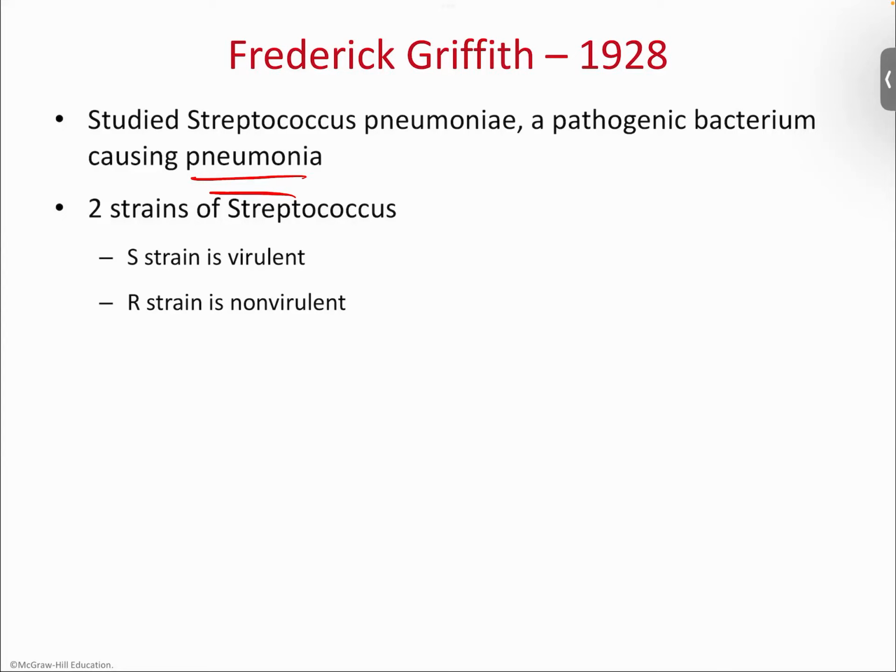So here's what he had. He had two different strains of Streptococcus that he was looking at. One strain was called the S strain. This was the virulent strain, right? So that basically means it causes disease. That's what virulence means. And of course, if you get disease, pneumonia, you die. That's the reason why I have the little frowny face. Now, the R strain, he noticed, was another strain that he had, but this was non-virulent. So this one was not causing disease.